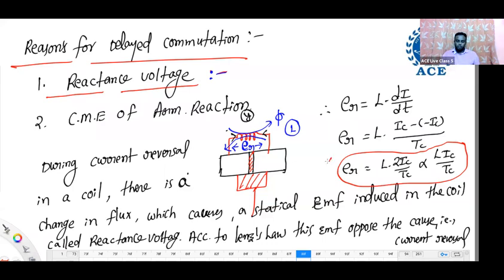Remember this relation, it is important. How can we reduce reactance voltage? By increasing the time of commutation. How can we increase the time of commutation? TC equals WC by VC. By decreasing the velocity of the commutator, TC increases. How can we decrease the velocity of the commutator? By decreasing the diameter of the commutator or the speed of the commutator. These are all interlinked.